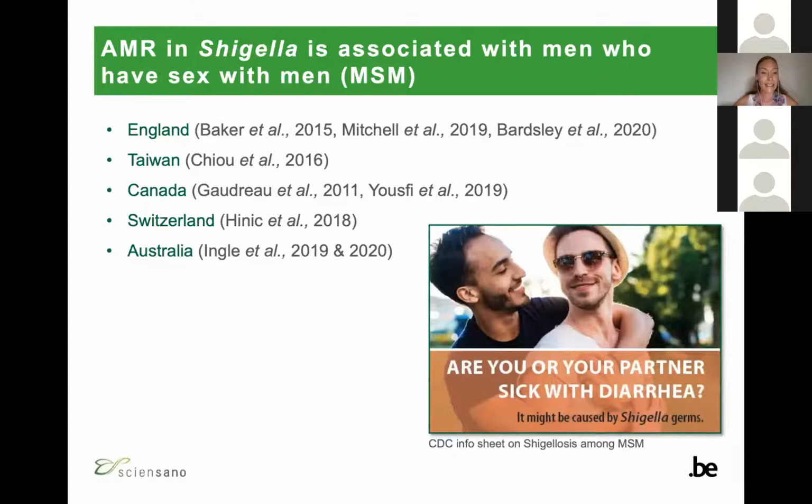I want to highlight here that over the recent years, antimicrobial resistance in Shigella has been associated in several countries in the community of men who have sex with men, or MSM. Most prominent studies have been published in England, but have also been described in Taiwan, Canada, Switzerland, and Australia. And with this new specific target group emerging, several public health agencies are now starting information campaigns. For example, you can see here a clip from the CDC in the United States about Shigella infection in MSM.